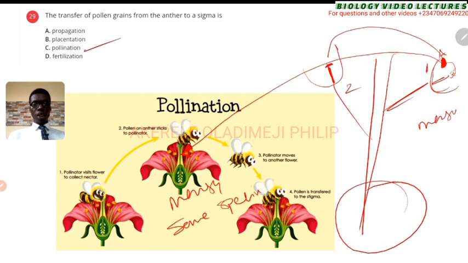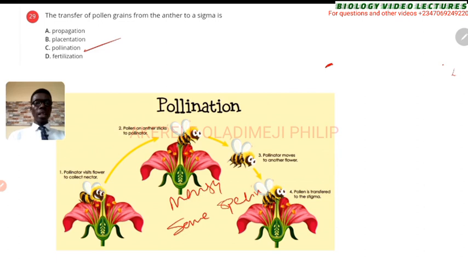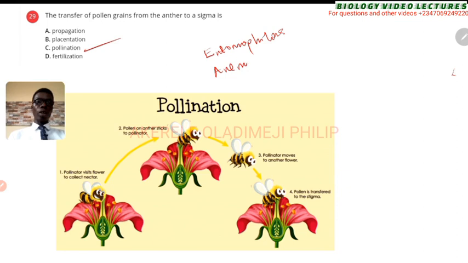Of course, what we are seeing on the screen is talking about agents of pollination. Agents of pollination are usually insects and wind. Flowers that are pollinated by insects are called entomophilous flowers, while those pollinated by wind are called anemophilous flowers. Then we have some others that are pollinated by water. We call those hydrophilous. And we have those pollinated by animals. We call those zoophilous. It's just things you need to remember.